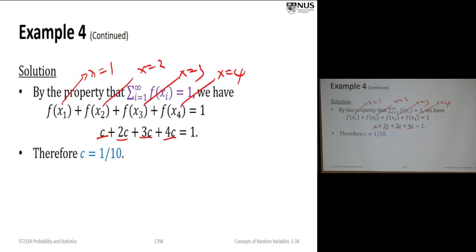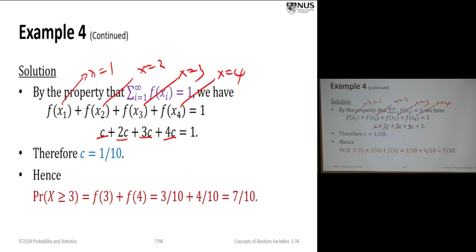Now don't forget there's another criterion that you have to check, but luckily, this is automatically fulfilled. You need all the f of x to be bigger than or equal to 0. So if after you solve the equation you find C to be negative, then you're in trouble. Here C is 1/10, so all the f of x are positive, because it's 1/10 times 1, 1/10 times 2, 1/10 times 3, and 1/10 times 4.